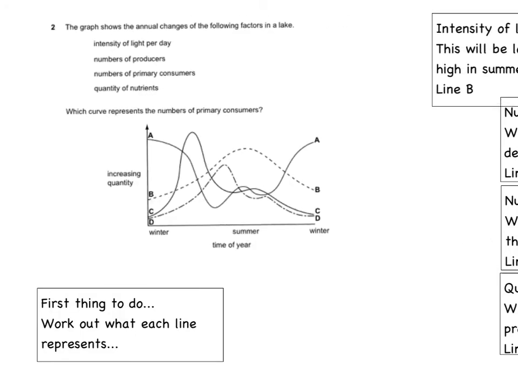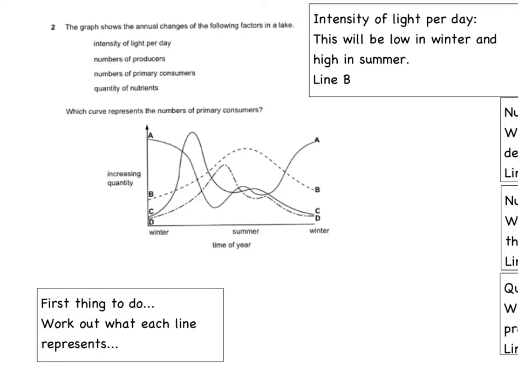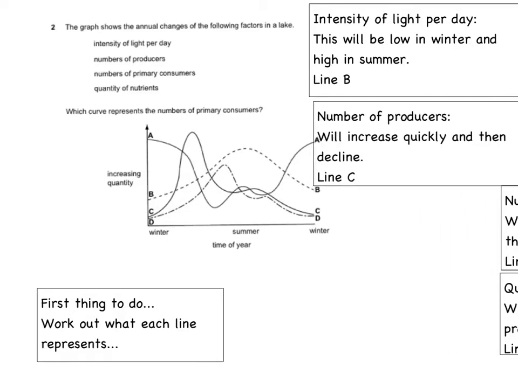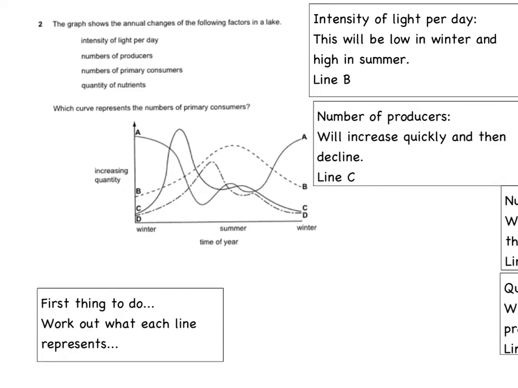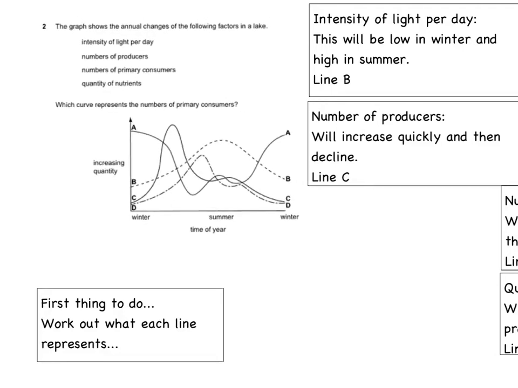So, the intensity of light per day, that's going to be low in winter and high in summer. So that is obviously going to be line B. Then the next one, number of producers, that's going to increase quickly and will then decline. Okay, that's because obviously as the number of producers increases, then they'll be eaten and etc.